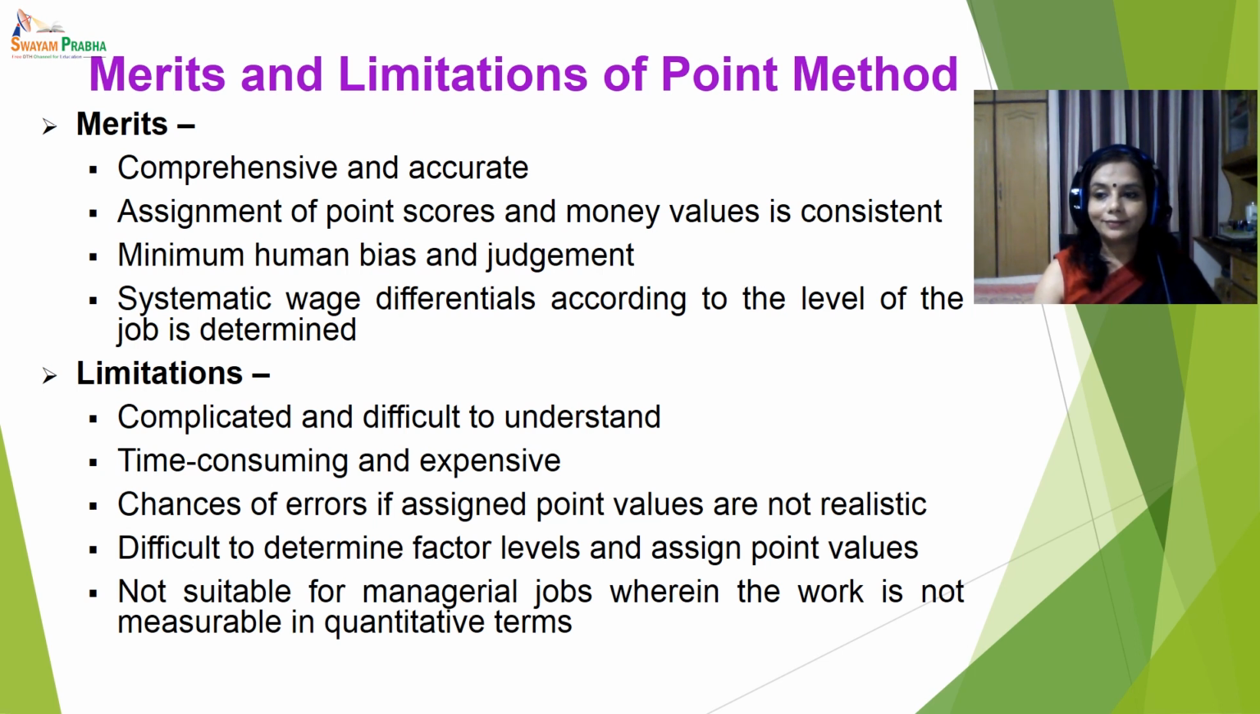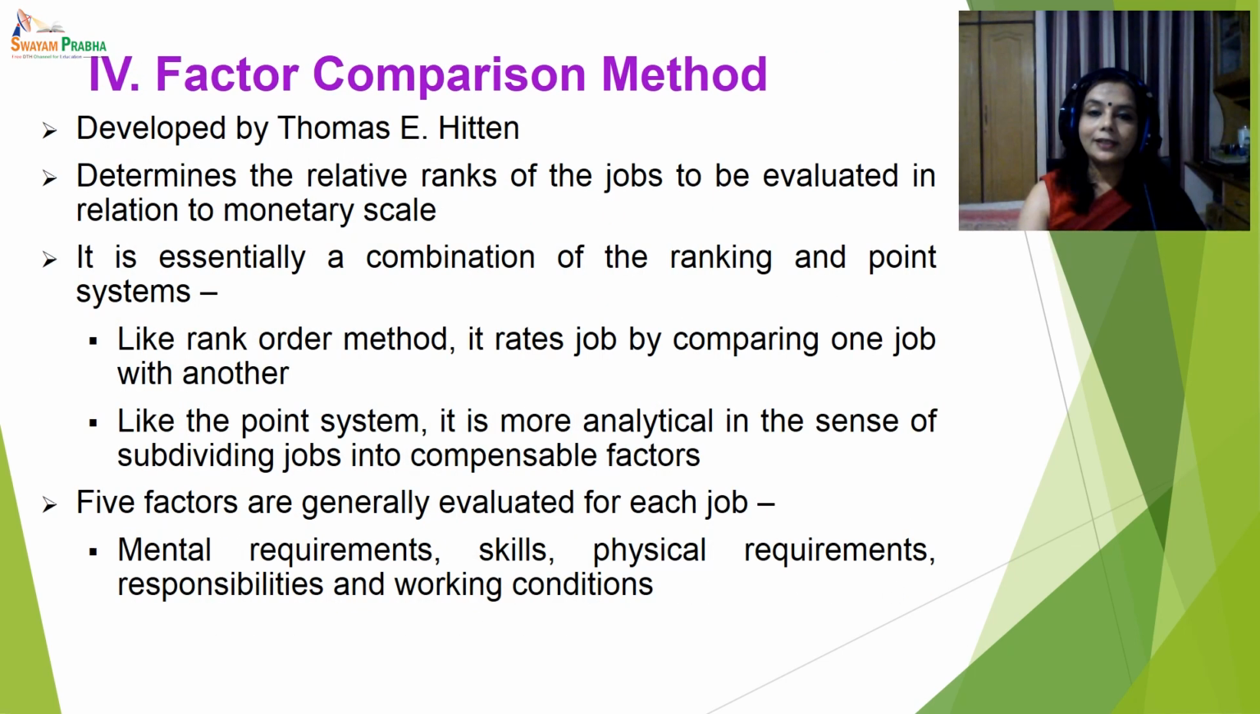The last method of job evaluation is the factor comparison method. It is a quantitative method developed by Thomas E. Hilton. It determines the relative ranks of the jobs to be evaluated in relation to a monetary scale. It is essentially a combination of ranking and point system. Like the rank order method, it rates jobs by comparing one job with another. Like the point system, it is more analytical in the sense of subdividing jobs into compensable factors.